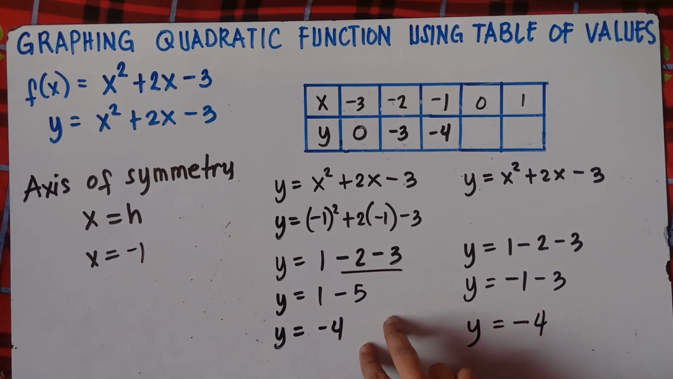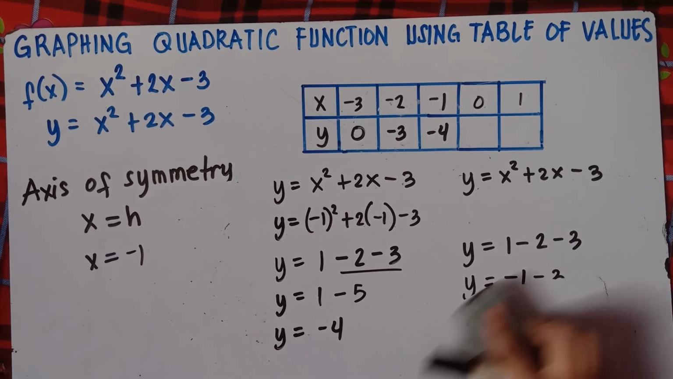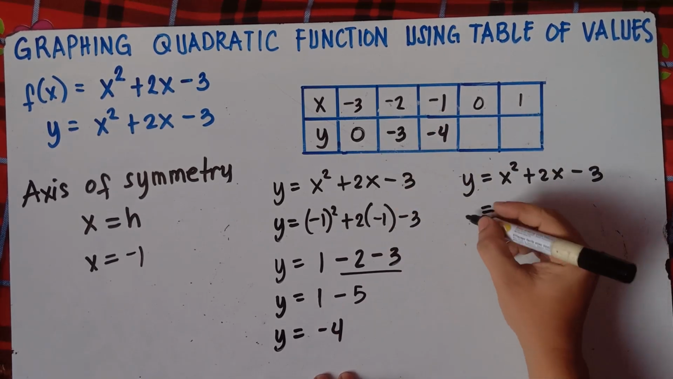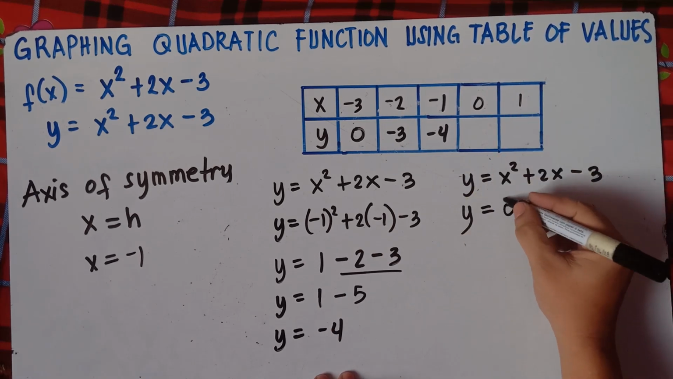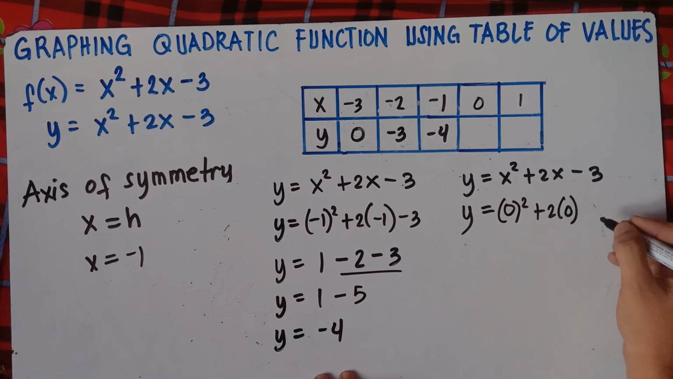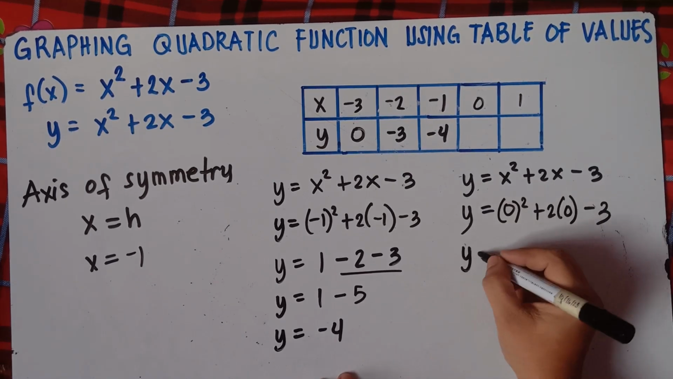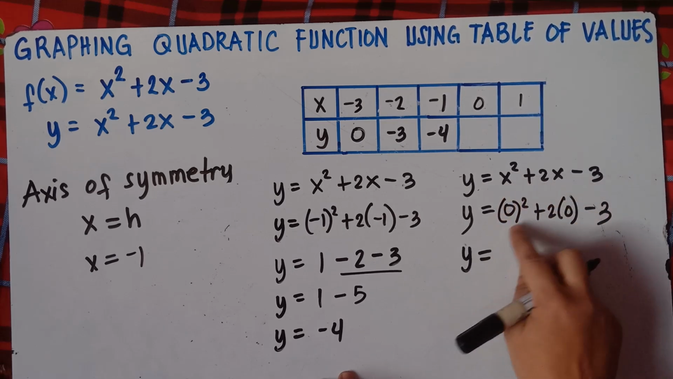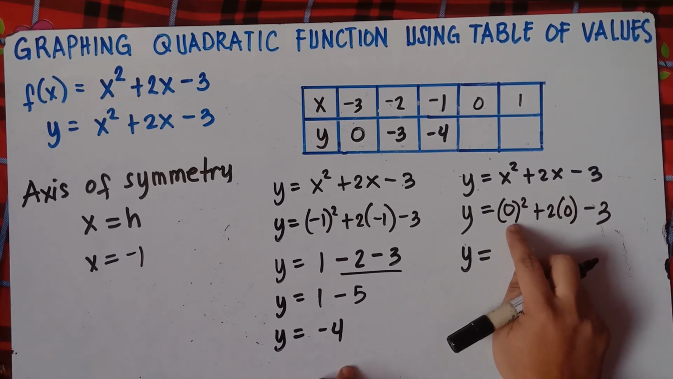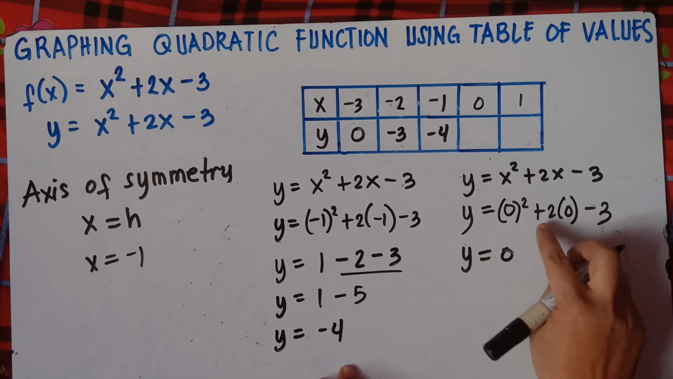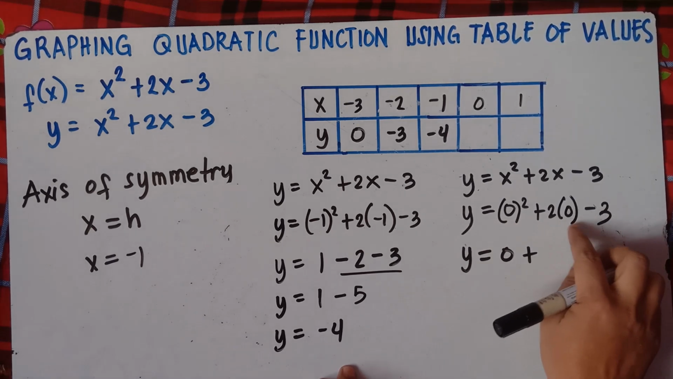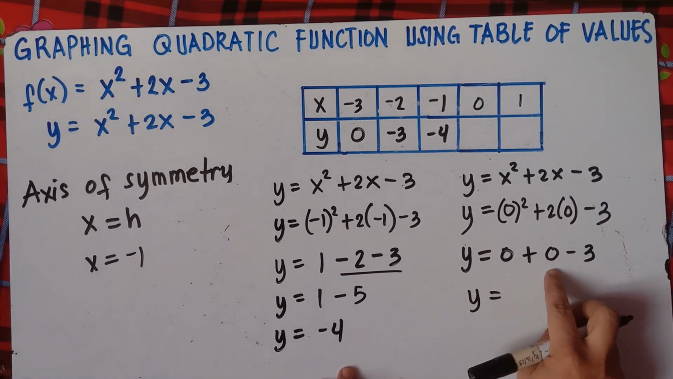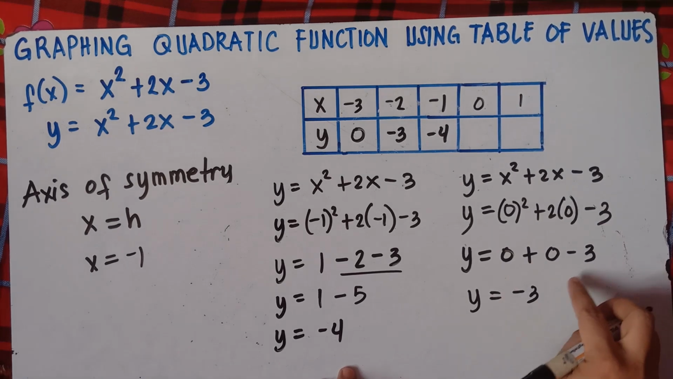Which do you prefer? Alright, so let's try. If x is negative 1, this will be our y. Now if x is 0, so let's substitute. So y equals 0 squared plus 2 times 0 minus 3. Simply substitute this x, class, with the value 0. So 0 squared, 0 times 0, this is 0, plus 2 times 0, any number multiplied by 0, the answer is 0. So 2 times 0 is 0, minus 3. So y equals 0 plus 0 is 0, minus 3, that is negative 3. Simply copy negative 3, class.